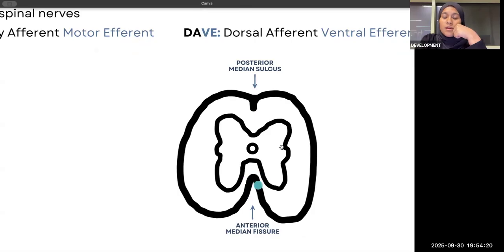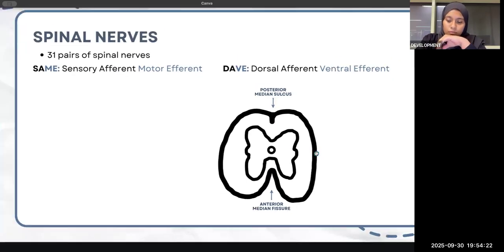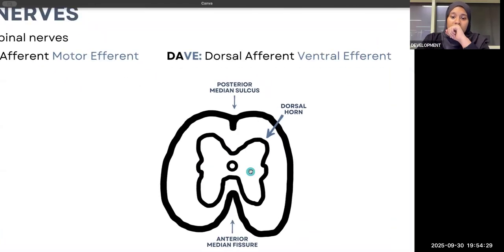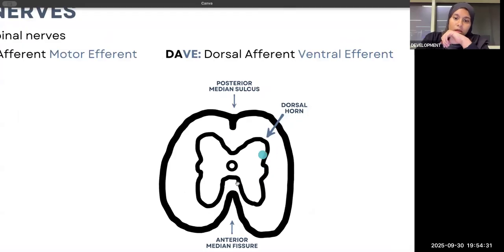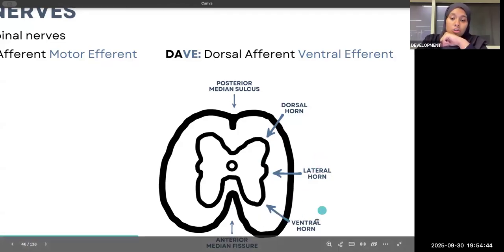So wherever it's deeper, that's the anterior side, 100%. Now let's talk about this. Here is basically where all the connections happen. And what do we call this? We call this the dorsal horn, okay? And the one in the middle, we call the lateral horn, and the one that's anteriorly, the ventral horn.